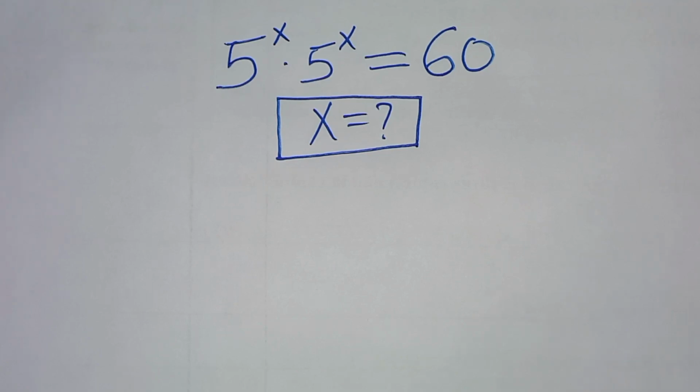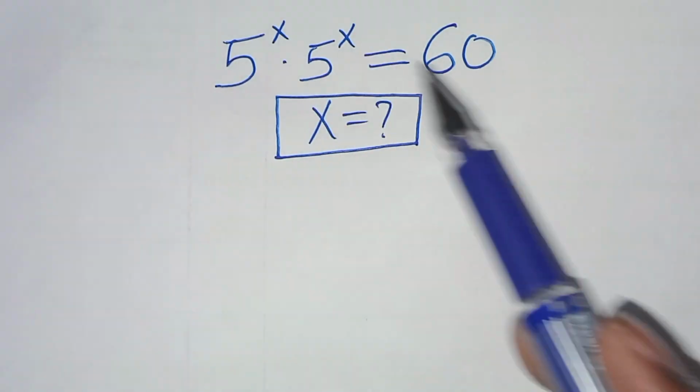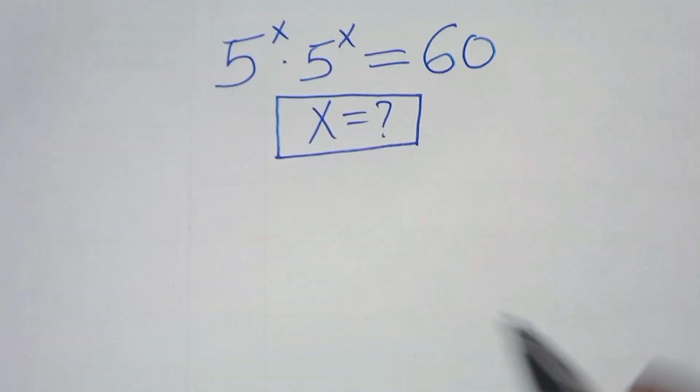Everyone, you're welcome to solve this nice exponential equation, which is 5 to the power x times 5 to the power x is equal to 60. What is the value of x?